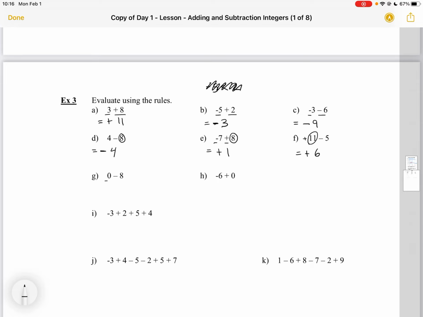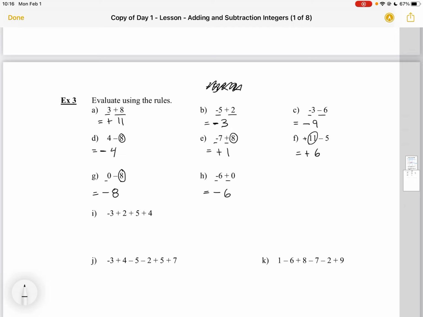G, I've got different signs again. I'm going to keep the sign from the 8 because that is the bigger number when you look at it, the 0 compared to the 8, and I'm going to subtract. 8 minus 0 is 8. Example H, I've got different signs. I'm going to keep the sign from the 6, which is negative, and subtract. 6 minus 0 is 6.